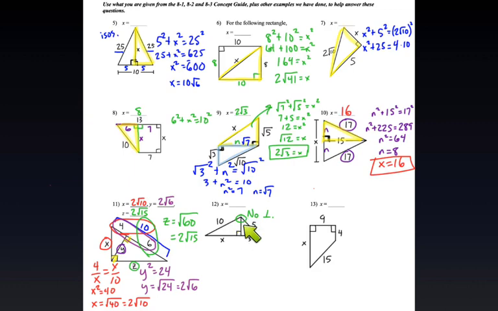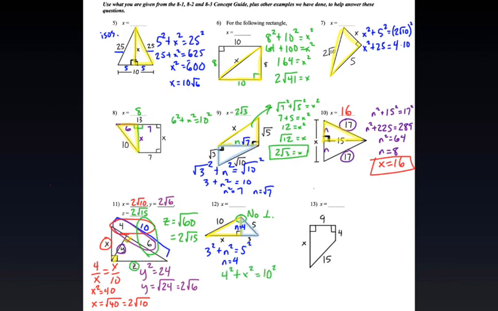I can use the Pythagorean theorem here. 5 squared is going to equal 3 squared plus something. Got to share that middle side, so I make the n there, that shared side. 3 squared plus something squared equals 5 squared. Have you figured out that that's always going to be 4 when the hypotenuse is 5 and one of the legs is 3? So n equals 4.